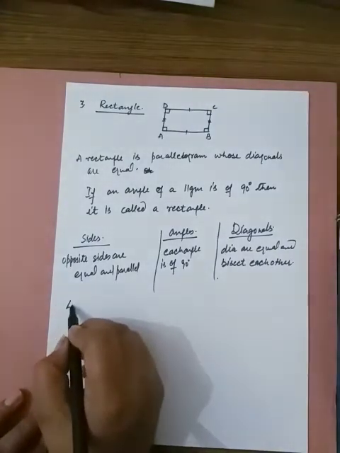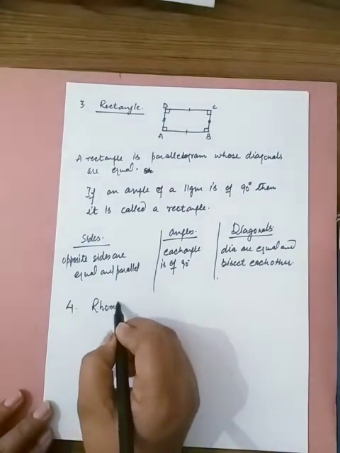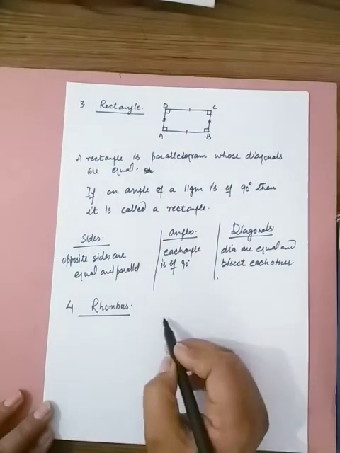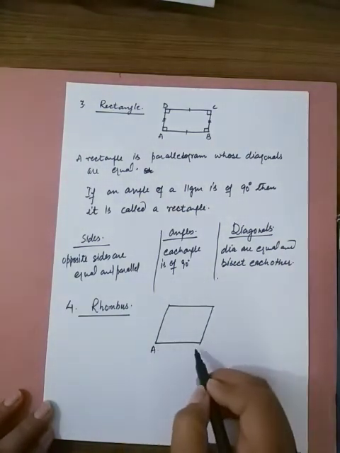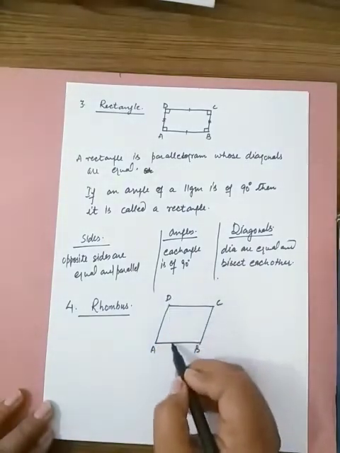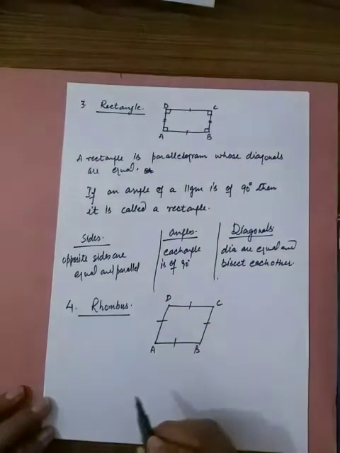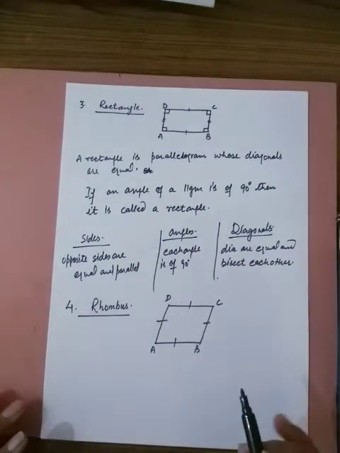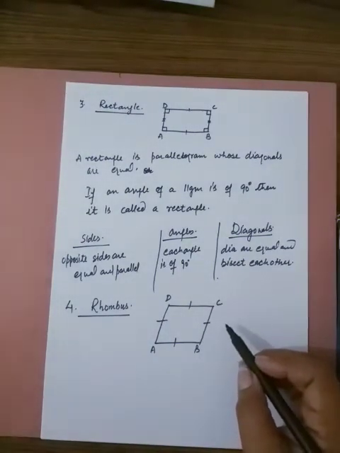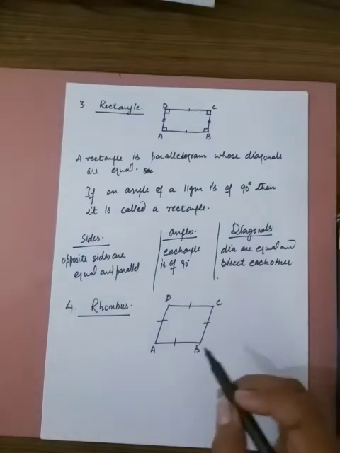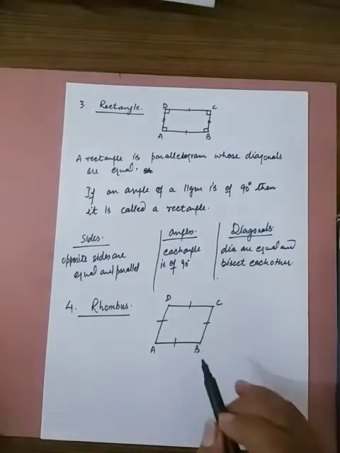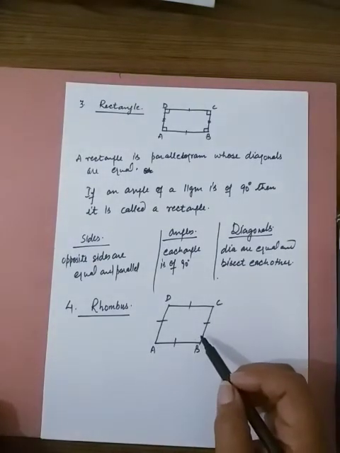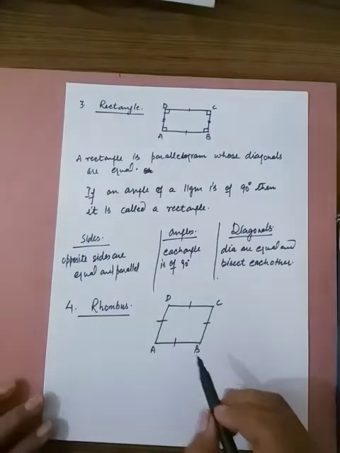Next figure is rhombus. So rhombus is a quadrilateral whose all sides are equal in length. Meaning a quadrilateral whose all sides are equal, then it is called a rhombus. Remind the definition of a rhombus. If all sides of a quadrilateral are equal, then it is called a rhombus. Don't say it a square, because to say it a square, it must have some additional properties. We can't say that if all the sides of a quadrilateral are equal, then it is a square. No, that is a rhombus.